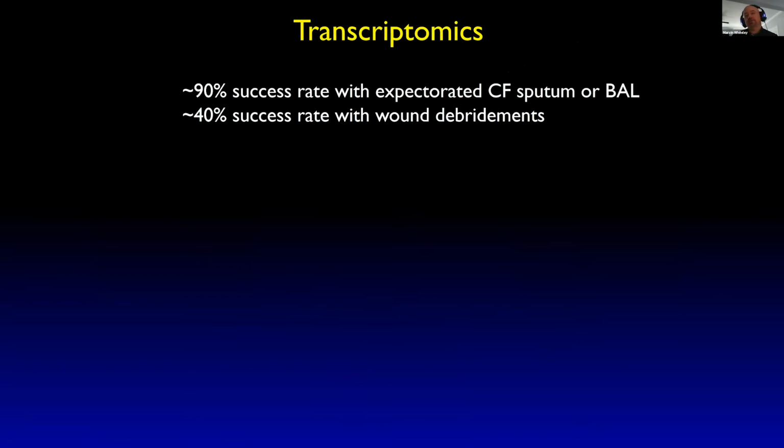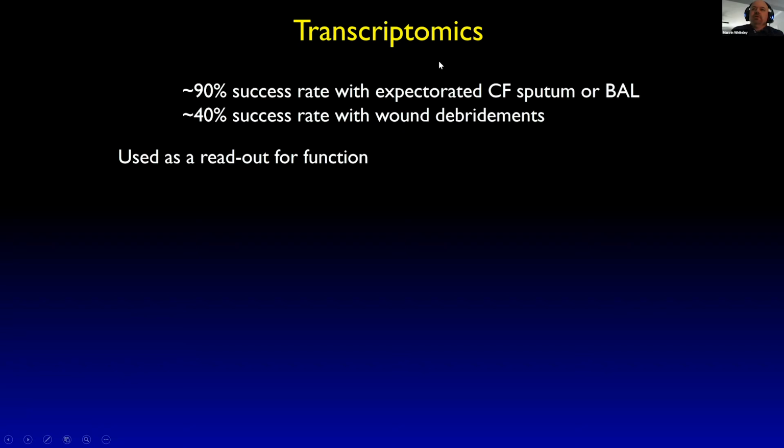It's actually quite difficult to even lyse the bacteria, especially in the wounds. If you look at our success rate currently, if you give us an expectorated CF sputum sample from a human that was directly put into an RNA stabilizing agent, we're pretty good. About 90% of those samples, if they have Pseudomonas, we can look at the transcriptome. It's much less for wounds. These are really tough experiments and really costly to do because of the sequencing depth.